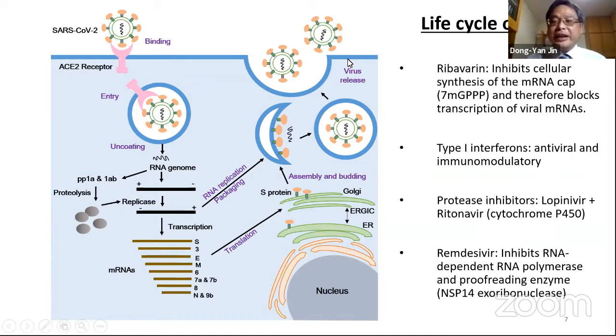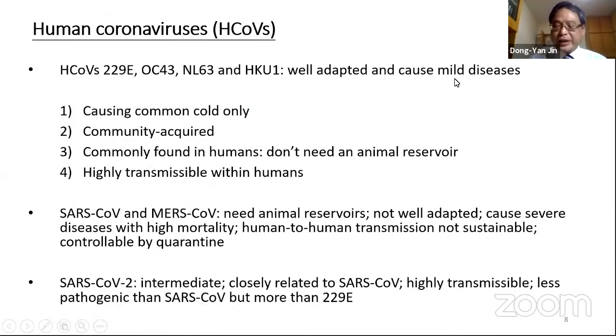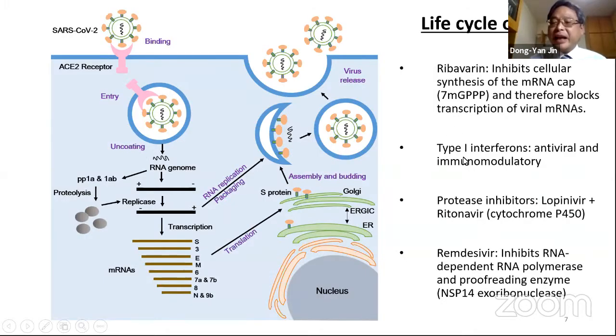So currently, there are several antivirals, and these are some of the broad spectrum antivirals, for example, ribavirin, which inhibits the capping of mRNA. Then interferon is the host cytokine that has antiviral activity. And the protease inhibitors that have been used for HIV. And then remdesivir, which is newly shown to be effective, and the target is the replicase and also the proofreading enzyme, which is the NSP14 exoribonuclease. So by understanding the steps of the life cycle, we can try to develop new antivirals, just like in the case of HIV.